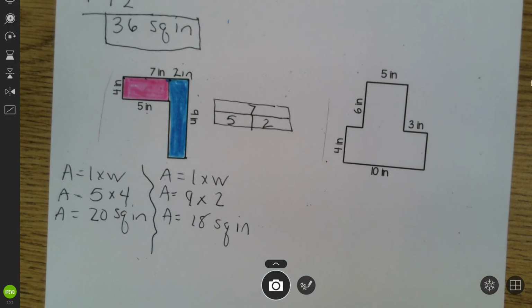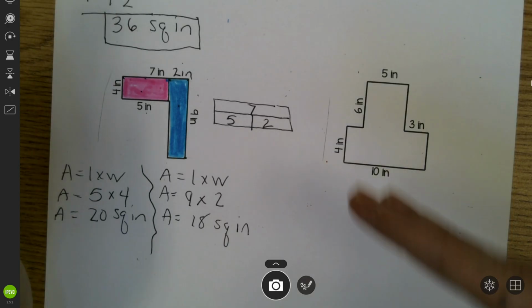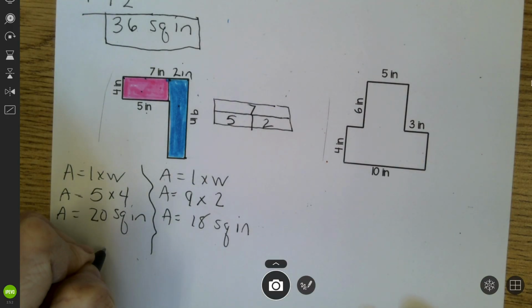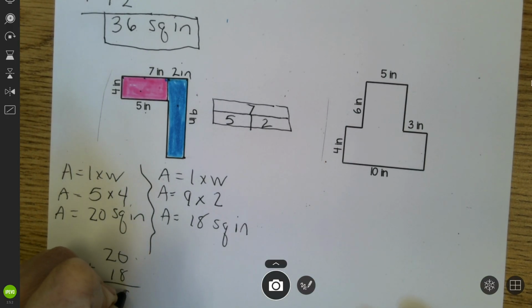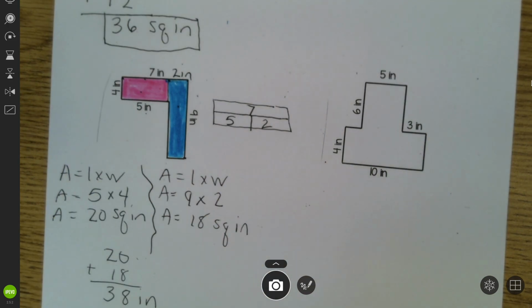Okay, so we're not done. We found the area of this. We found the area of this. Now we need to combine them, right? So let's do it. We need to add 20 plus 18. 8 in the ones place, 3 in the tens, 38 inches.